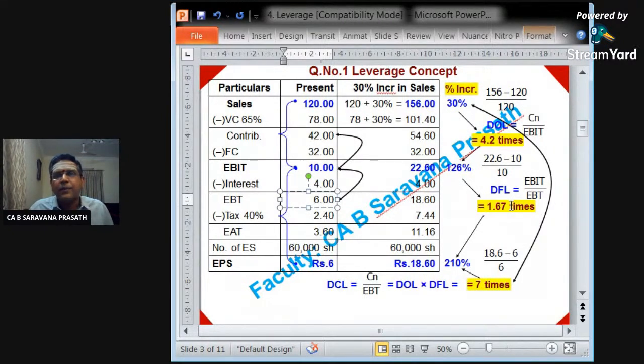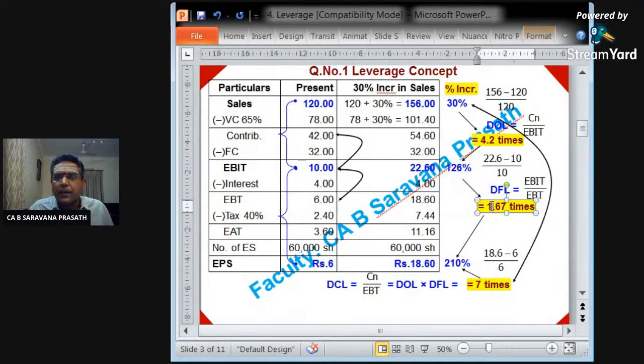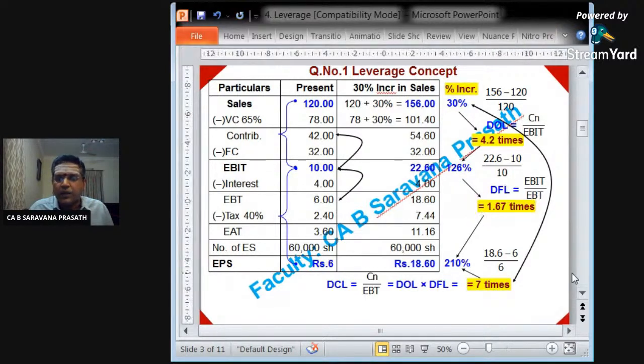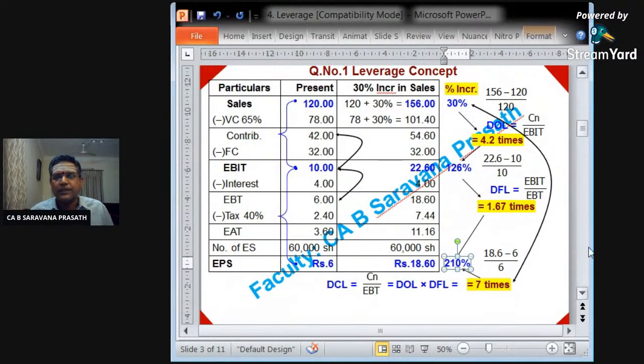Now we compute the magnification effect in this manner. 126 multiplied by 1.67 times is equal to 210. This is the way EBIT and EPS are linked. I repeat, EBIT and EPS are linked.